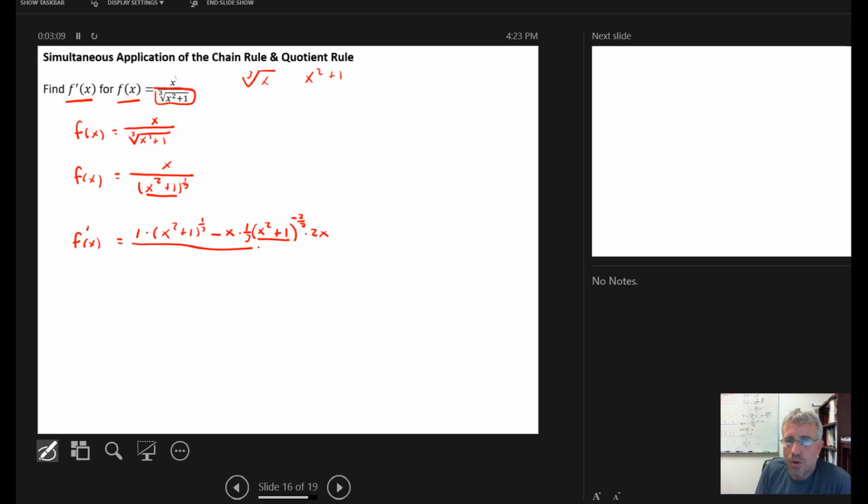And then all over, by the quotient rule, I'm having to use the quotient rule. The quotient rule says square the denominator. So I have x squared plus 1 to the 1/3, but then I have to square that. And then I'm going to need to clean things up and simplify a little bit.